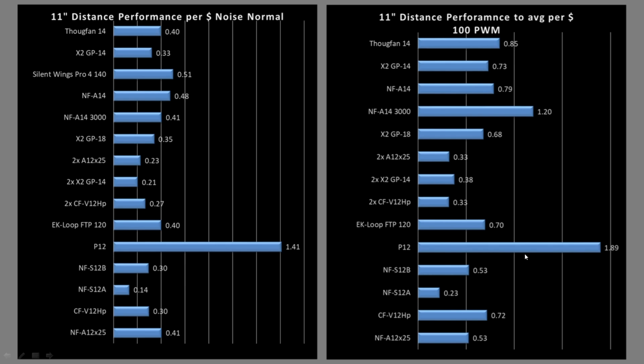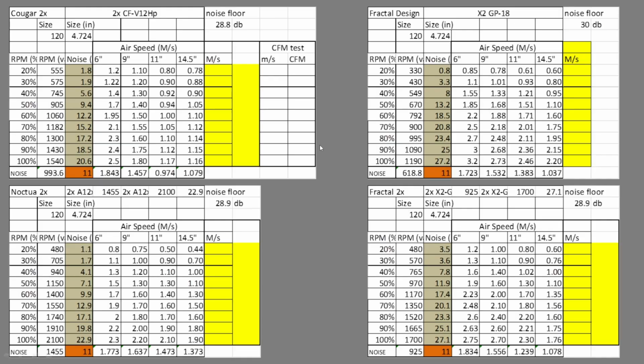But when we're looking at things at 100% PWM fan signal, things are more or less holding their exact same position. So I guess we could say, before we get into talking it up, this is the raw data for each of the fans. So two Noctua A12x25s, two Cougars, the Fractal X2 GP18, and two Fractal X2 GP18s. The other fans are up on my channel, or should be coming up on my channel, for their single raw data by themselves. So if you want to take a look at that.